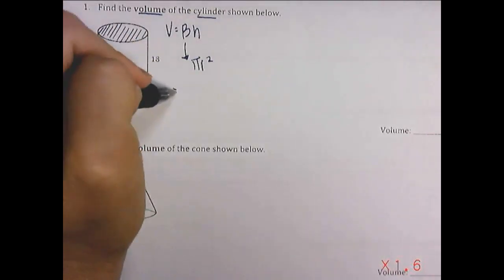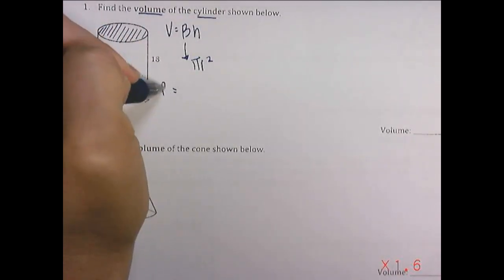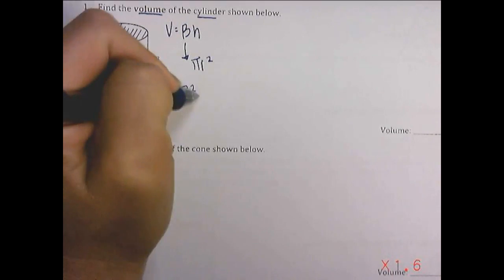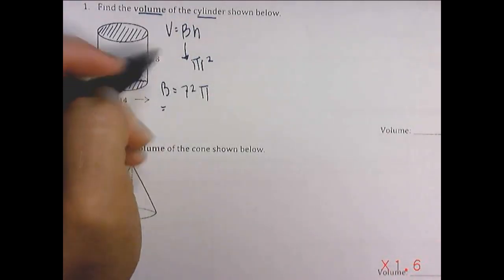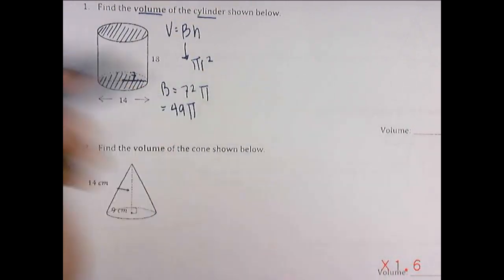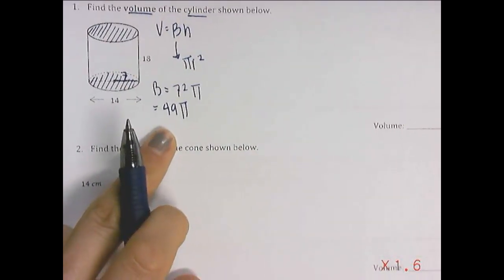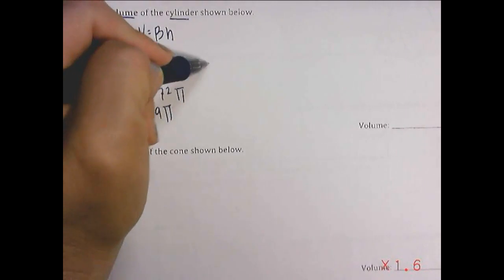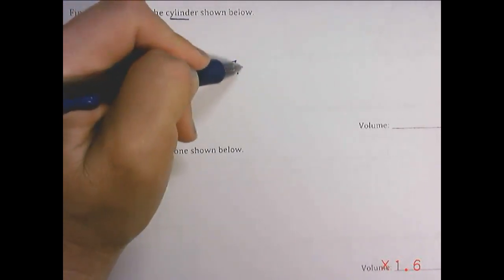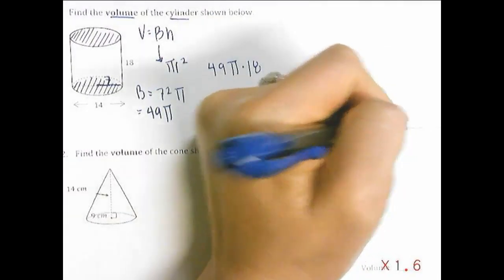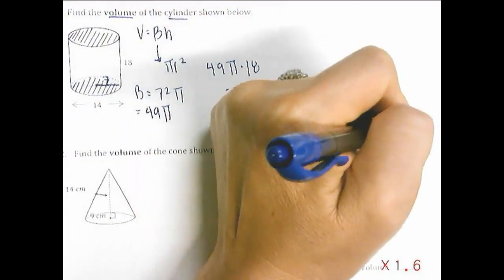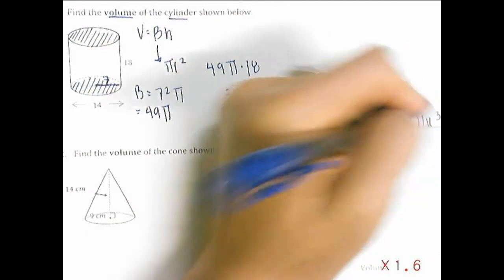So I would do big B equals 7 squared times pi, all right, which equals 49 pi. And now I need to multiply it by my height. So 49 pi times 18, I would get 882 pi units cubed.